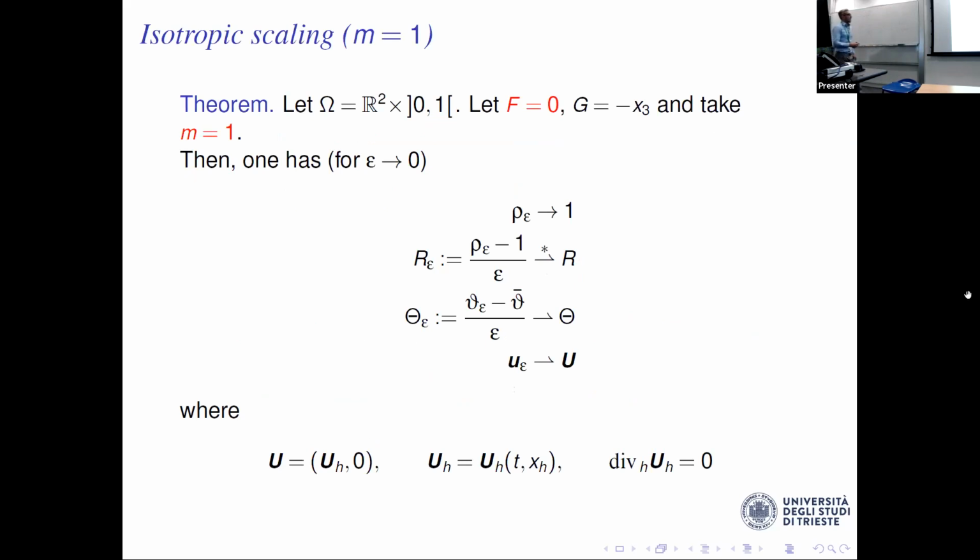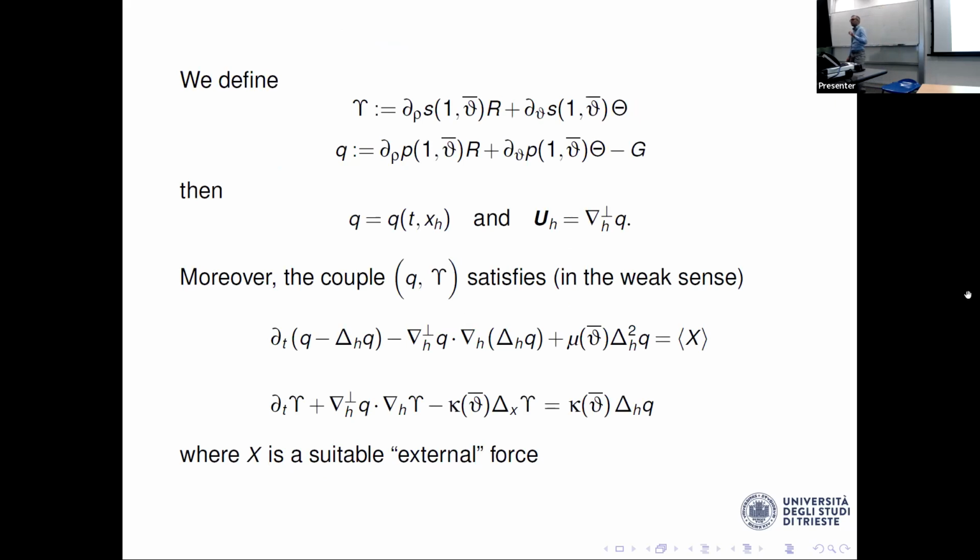In the isotropic scaling, that means when m is equal to 1, in the same setting as before, we have the same convergences as before, and the velocity field satisfies the Taylor-Proudman theorem. But now we have to define two new unknowns: Upsilon, that is a combination of the target density and the target temperature, and Q, that is a combination of target density, target temperature, and also the gravitational effect.